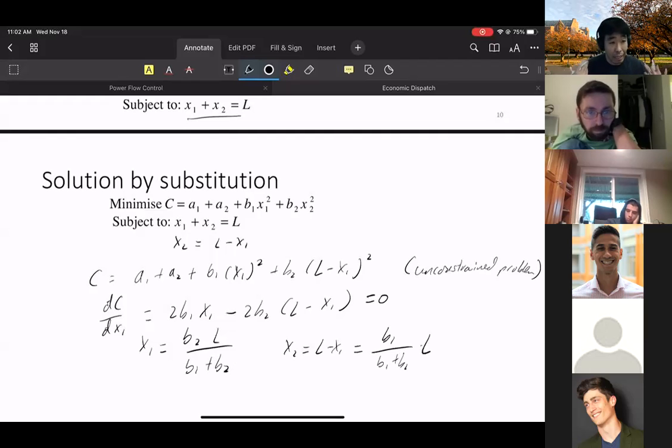So I can do this, and I can solve the problem. I can tell you they generate the power proportionally according to this b1 over b1 plus b2 term. This is what I get. So first of all, any questions with this process, the things I did? Any questions?